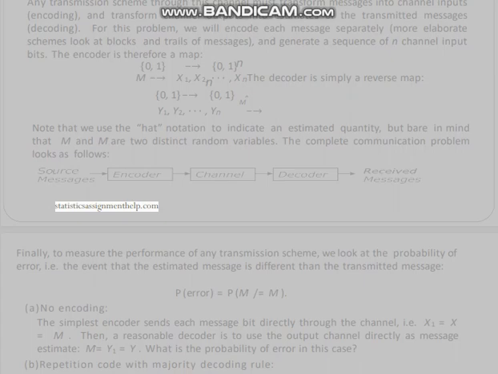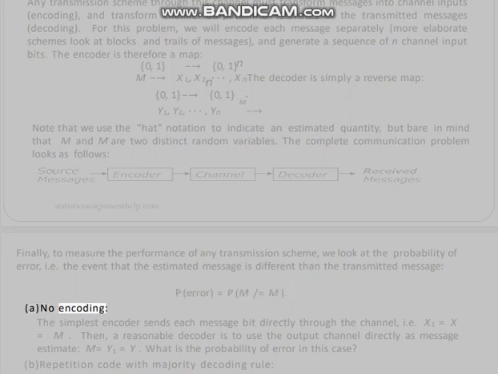Finally, to measure the performance of any transmission scheme, we look at the probability of error, i.e. the event that the estimated message is different than the transmitted message. P error equals P(m hat not equal to m).